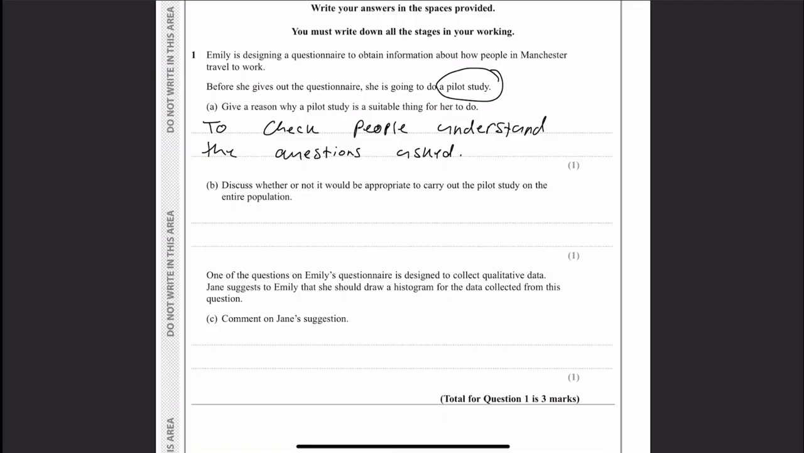Part B is discuss whether or not it would be appropriate to carry out a pilot study on the entire population. Well, no, because a pilot study should only be a small scale study. You're not going to ask the entire population a questionnaire to test that the entire population will respond. You're going to ask a small sample of people to see if the population will respond. So I'd say no, it should be a small scale study.